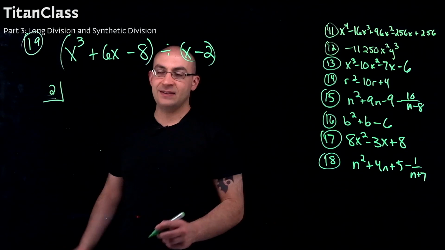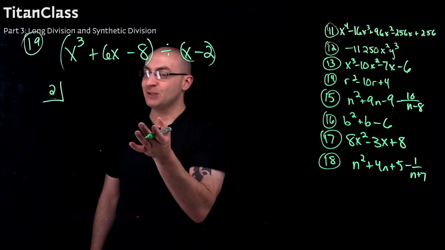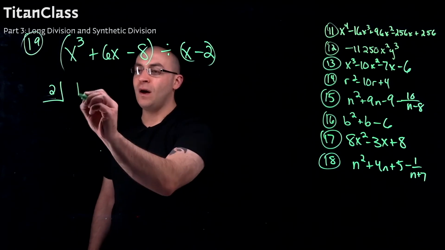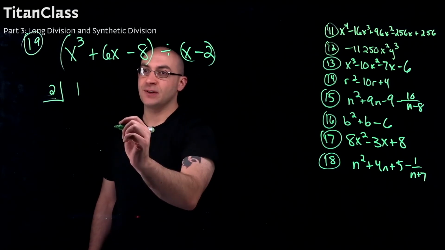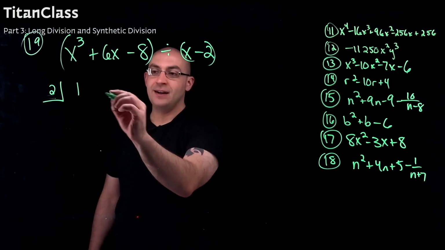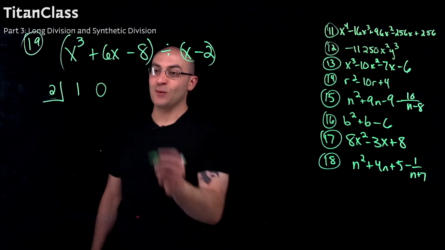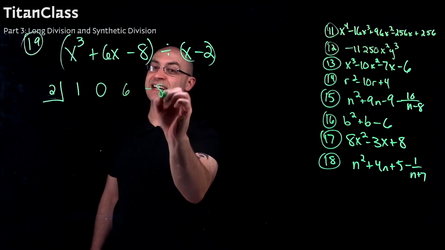Now, when I write this out, we put our coefficients in order, even though there's no square term. 1 is the coefficient of the third term. Again, there's no term with an x squared on it, which means that term is 0, because 0 canceled it out, so it's not there anymore. Then it's 6, then it's negative 8.